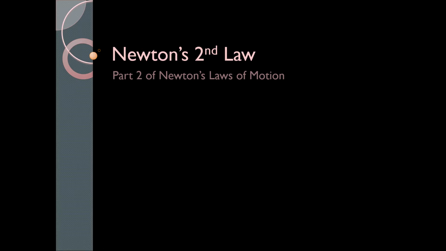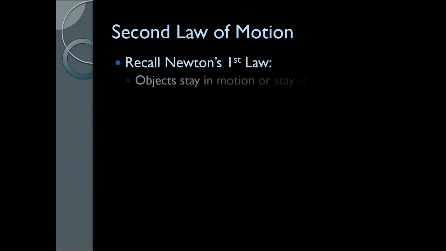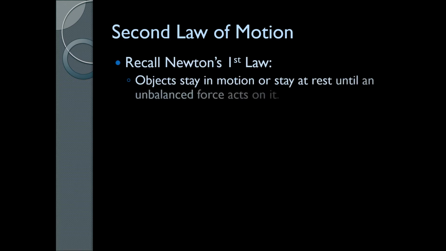This is Mr. Eros Senna, and today we're going to talk about Newton's second law of motion. The other day we talked about Newton's first law of motion, so let's quickly review what that is. Newton's first law of motion stated that objects stay in motion or they stay at rest until unbalanced forces act on it. And we kind of summed this up as the law of inertia, because we described inertia as the ability of an object to resist the change in motion.